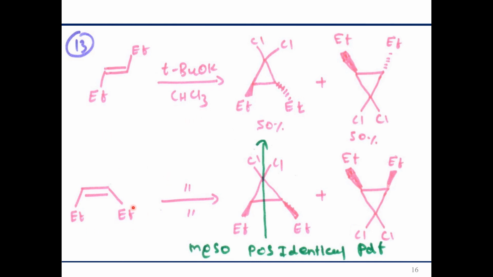When the cis alkene reacts under the same condition, the corresponding cyclopropanated compound is formed, which has a plane of symmetry. This plane of symmetry says the molecule is meso and optically inactive. This reaction is also stereospecific and stereoselective.